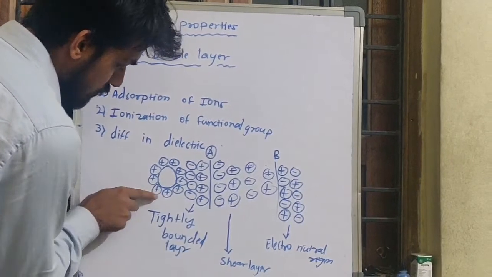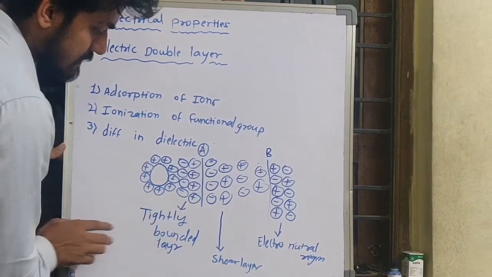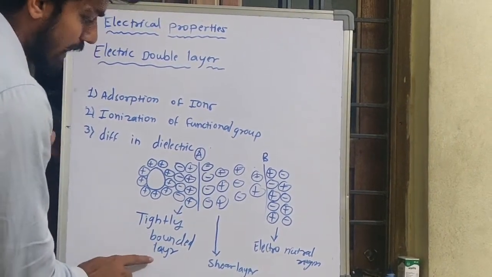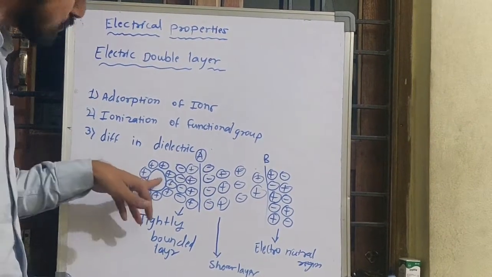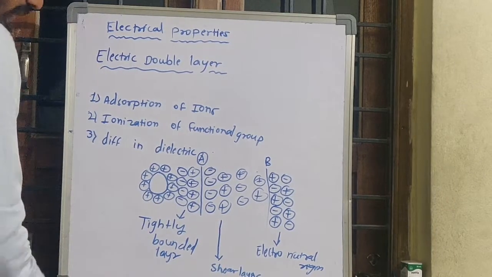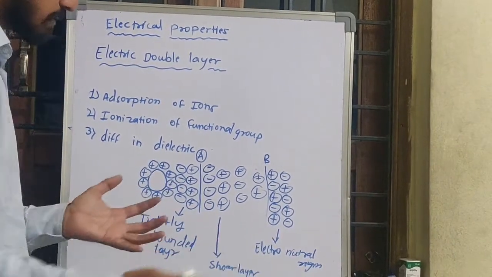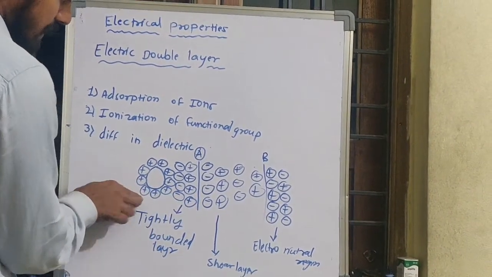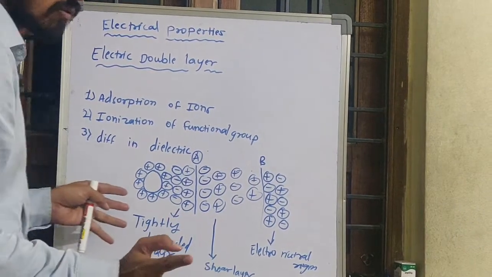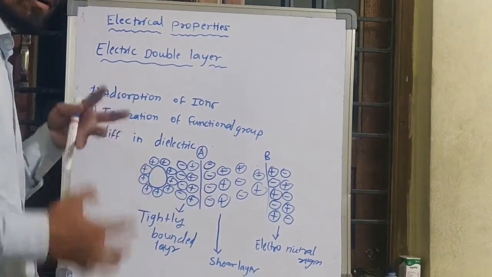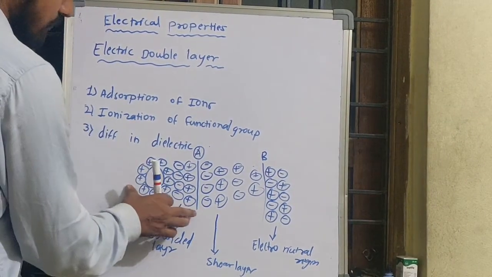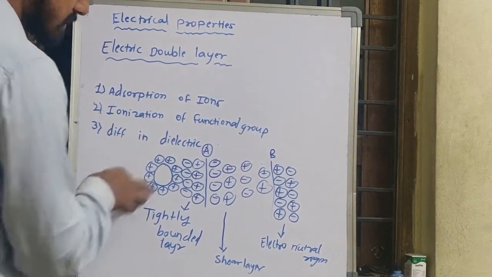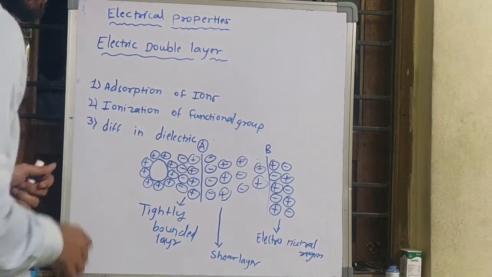So from the first layer to the third layer, that complete layer is called the tightly bonded layer. Why? Because it replaces the actual surface of the suspended particle. If we move that suspension or colloidal system, the first layer till the third layer cannot move on its own; it moves with the suspended particle. Therefore it is called the tightly bonded layer. So it changes the actual surface of that particle.